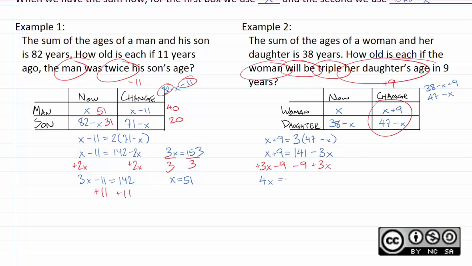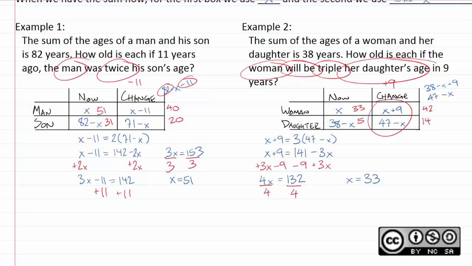I will get 4x equals 132. I simply divide both sides by 4. And I get here that x equals 33. The woman's age is 33. Her daughter's age is 38 minus 33, which is 5. 9 years from now, the woman will be 42 years old, and the daughter will be 14 years old.